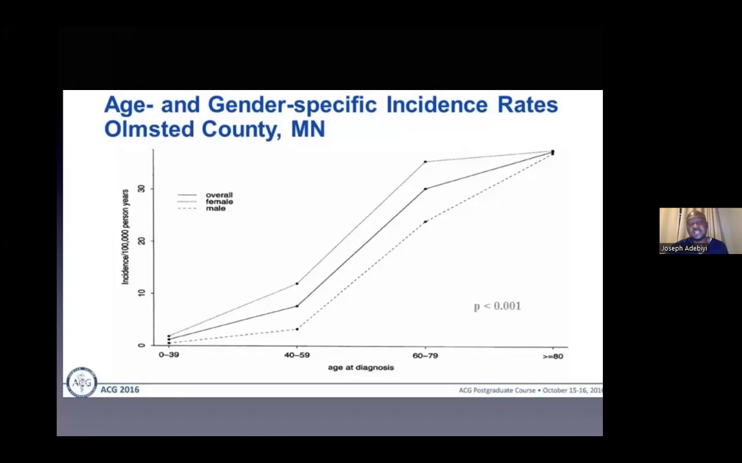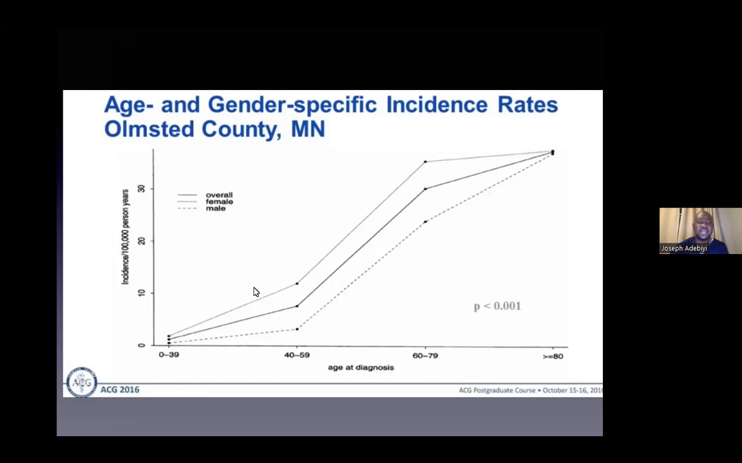Looking at this data, this graph from Olmsted County in Minnesota was actually presented by the Mayo Clinic. This graph looked at the age and gender specific incidence rates in Olmsted County, Minnesota, and it was published in the American Journal of Gastroenterology in 2016.